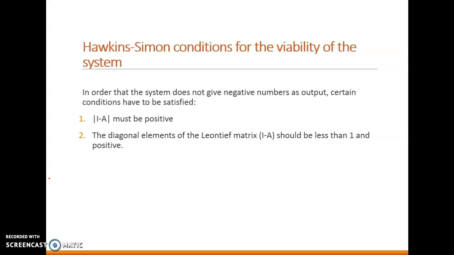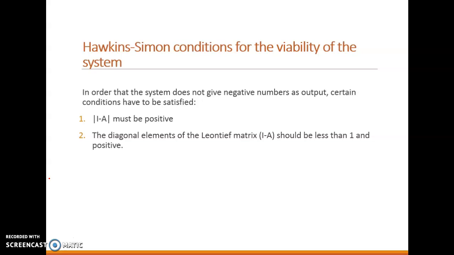So in the last video we discussed the formula for calculating the output, that was 1 divided by determinant of I minus A into adjoint of I minus A into D. So we understood how we can use the formula. Now the next important part is to check whether our system is viable or not.